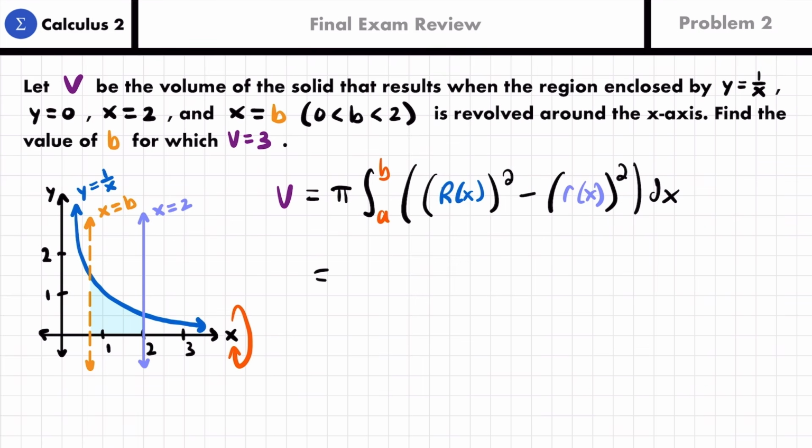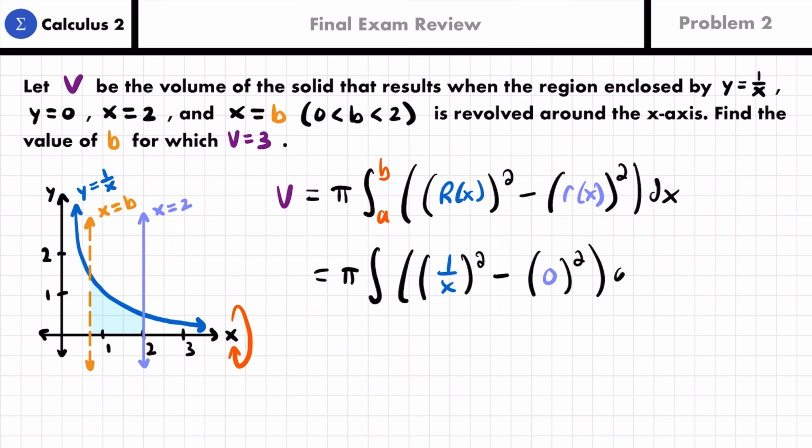This volume will be equal to pi times the integral from a lower bound to an upper bound, which I'll come back to in a second, but then inside the integral, we'll have that outer radius squared, so 1 divided by x will be squared, and then we're subtracting the inner radius of 0 squared. Okay, so our initial setup here is for the washer method, where you have an outer and inner radius, but since that inner radius is 0, technically we would just be using the disk method here. Okay, but we still have to account for these bounds of integration.